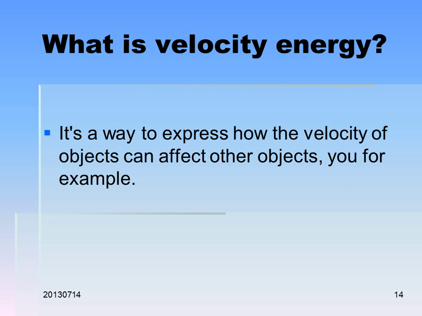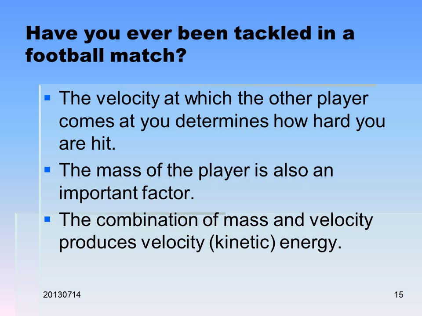This is a way to express how the velocity of objects can affect other objects. You, for example: have you ever been tackled in a football match? The velocity at which the other player comes at you determines how hard you're hit. The mass of the player is also an important factor. The combination of mass and velocity produces velocity energy.